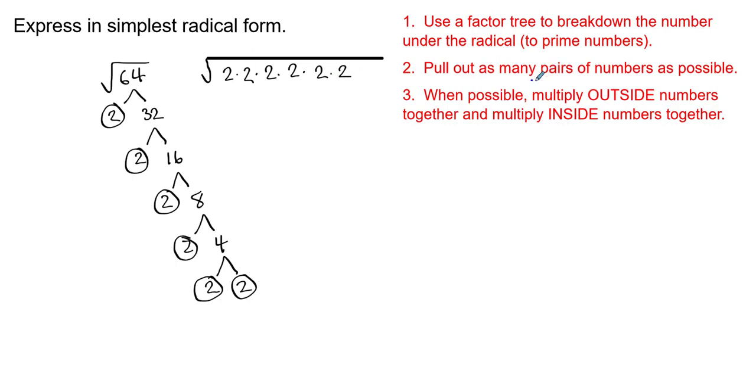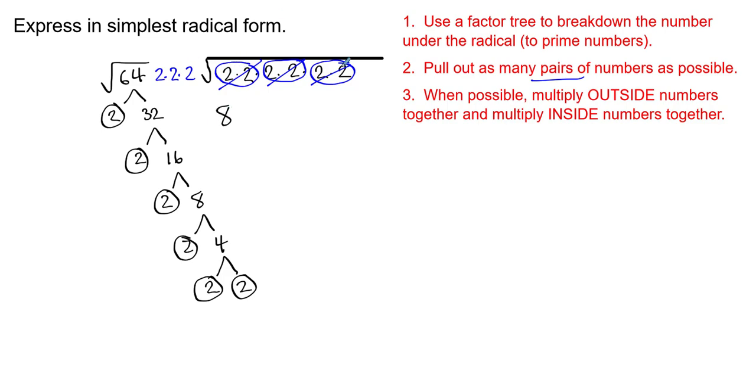And we're going to pull out as many pairs. Okay, so I've got a pair of 2's here, gone. Put 1, 2 on the outside. I've got another pair of 2's, gone. And then it looks like I have a third 2 that will also come out. So it's simplified on the outside as 2 times 2, which is 4, and then 4 times 2, which is 8. So I have 8.